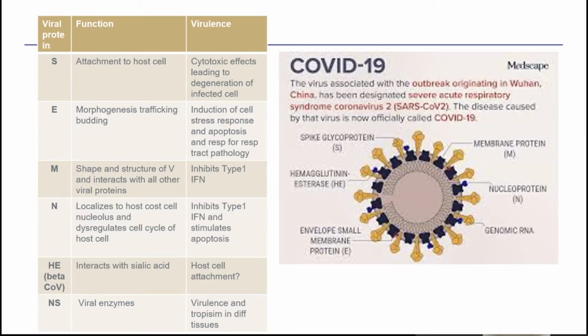Subsequently, there are, of course, the HE, beta-CoV protein, and NS protein, and all these then start working towards causing viral replication, or an increase in the number of viruses, and the cell has gone into cell death.